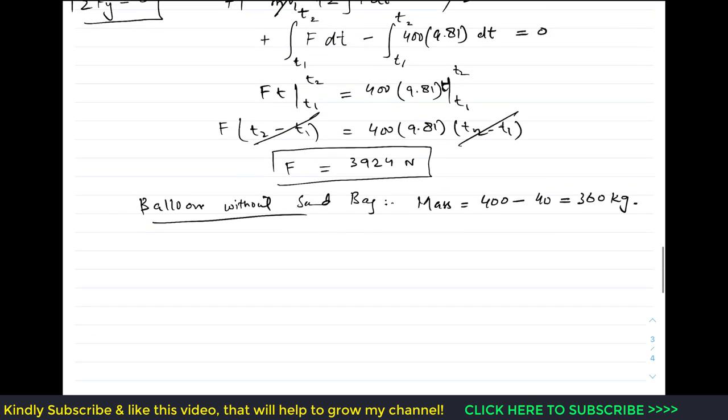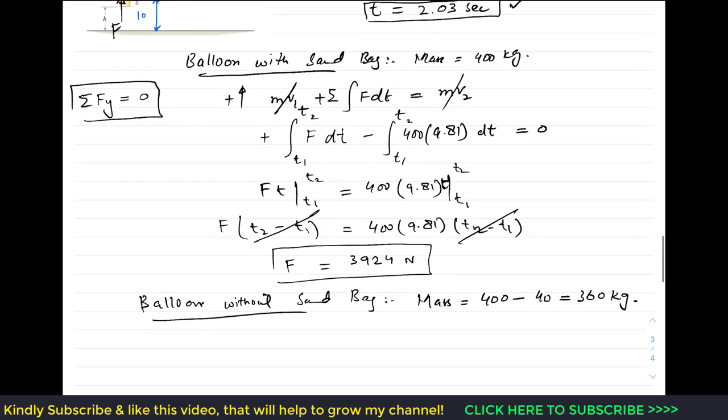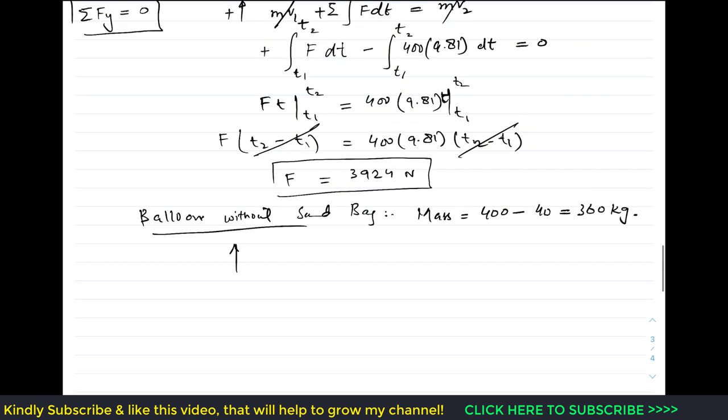we have to apply the principle of linear momentum from 0 to 2.03 seconds, right? And again the upward motion is considered to be positive, and again we can apply the principle of linear momentum. So that is mv1 plus the summation of the impulse due to the external forces, and this is equal to mv2. So again, if I consider this is the balloon, the thrust force is going to act vertically upward, and the weight is acting downward. The weight is now 360 times 9.81. Remember, now the sandbag is not there in the balloon, right?